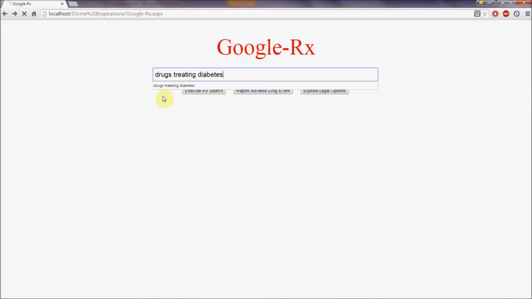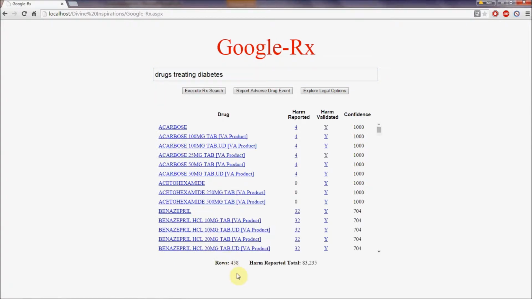drugs treating diabetes. We see 458 rows returned of various drugs. We have a column labeled harm reported. This is the number of drug harm claims filed with the FDA for each of the drugs shown. We have a column labeled harm validated, which has legal values of Y for yes and N for no. This represents whether or not the medical community is aware of any harmful side effects for each of the drugs.